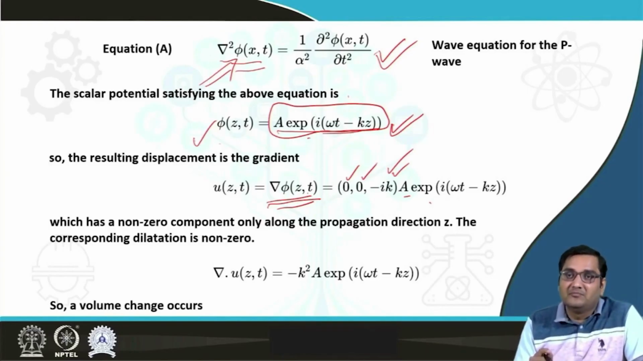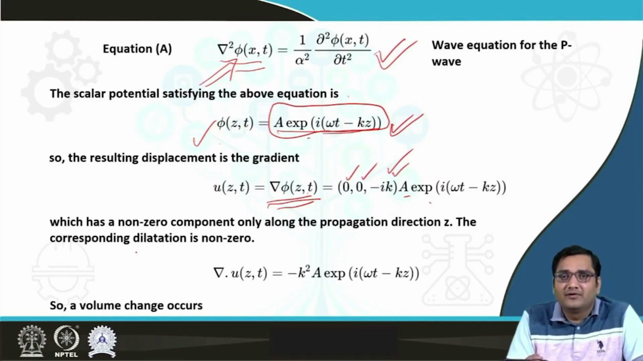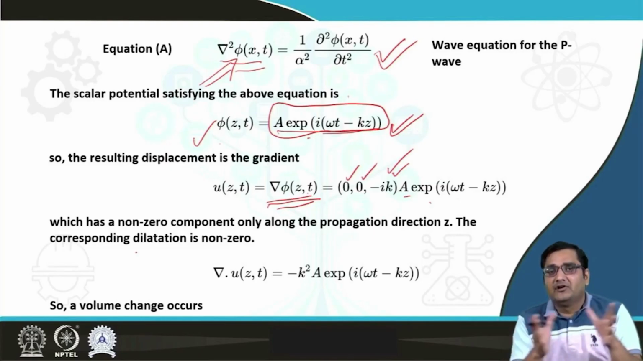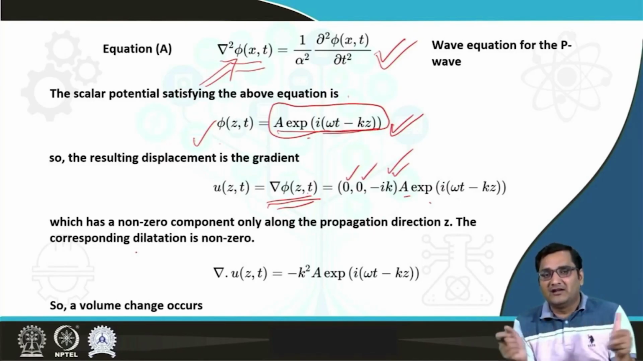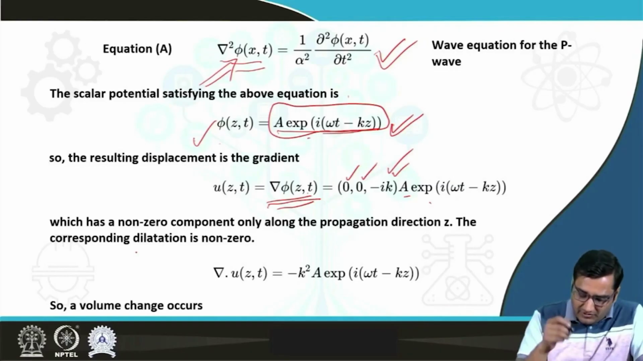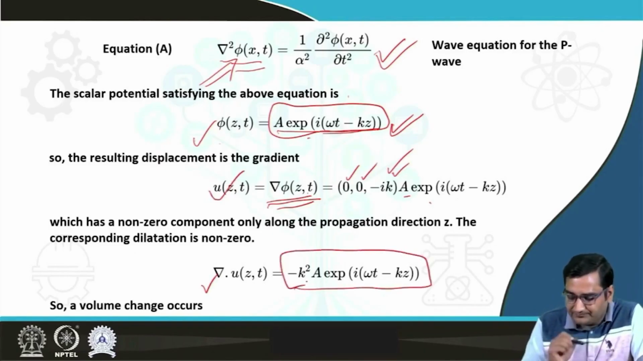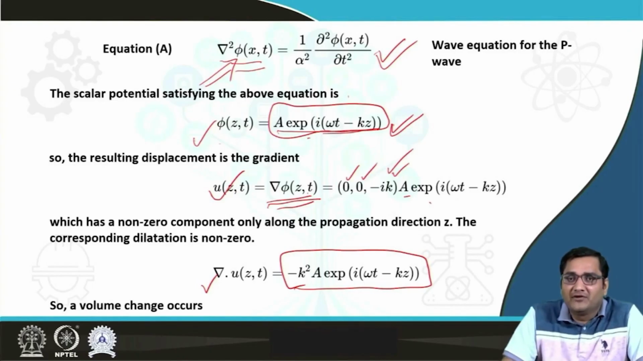That means in a P wave, the particle motion is along the direction of propagation of the wave. Because we are talking about the compressional wave, the dilatation term will be non-zero. In compression the volume changes, so during dilatation the volume will change and the dilatation becomes non-zero. To see that, when you take the divergence of the displacement field, it will be non-zero, so there is a volume change.